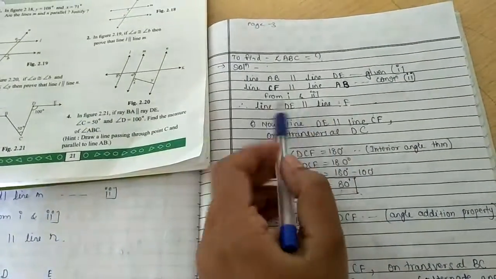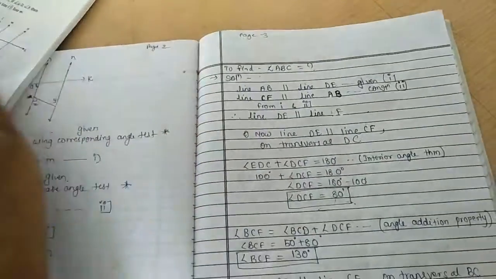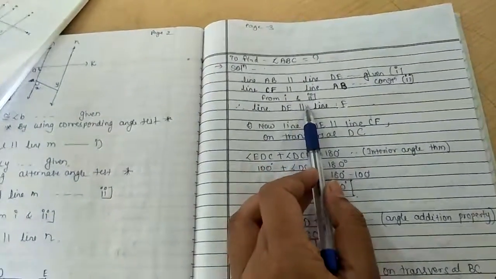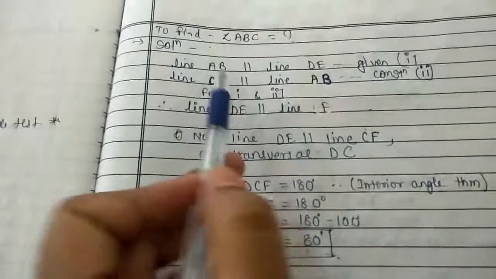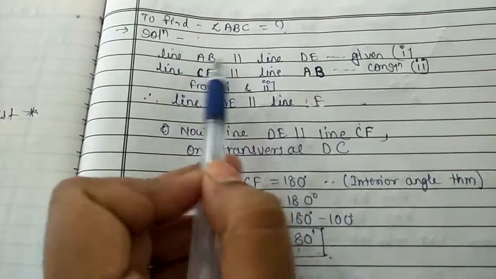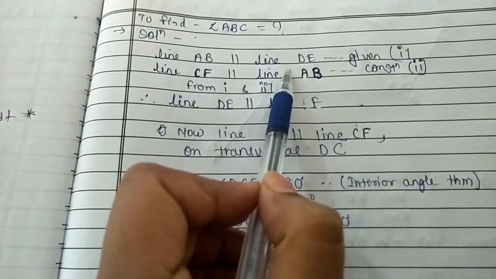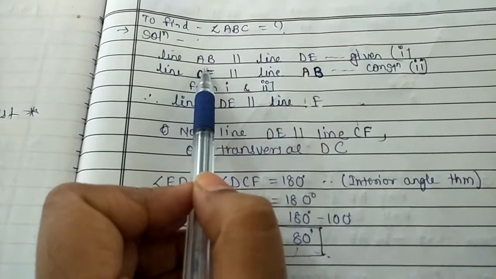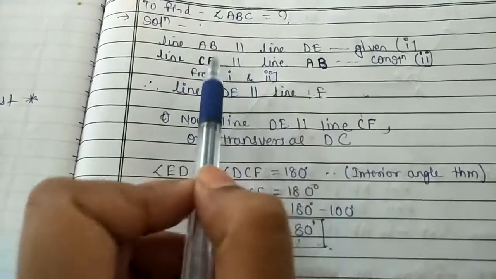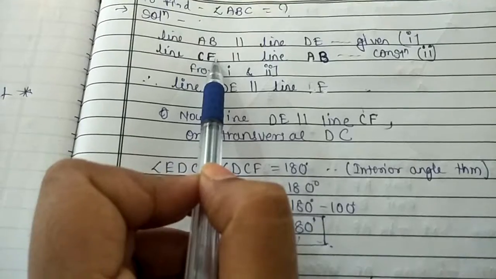Then after that, from equations 1 and 2, what are we getting? AB is parallel to DE, and AB is also parallel to CF. It means DE and CF are both parallel.